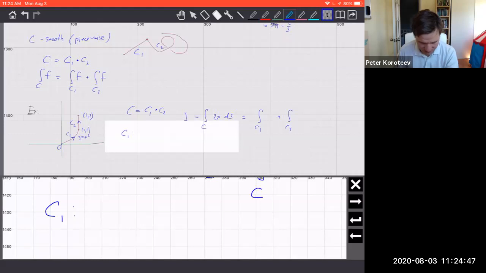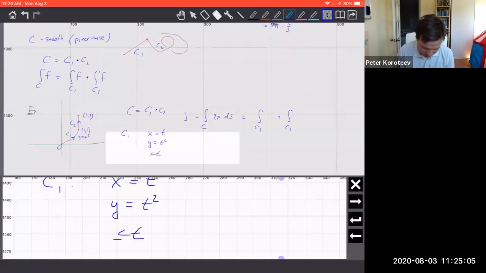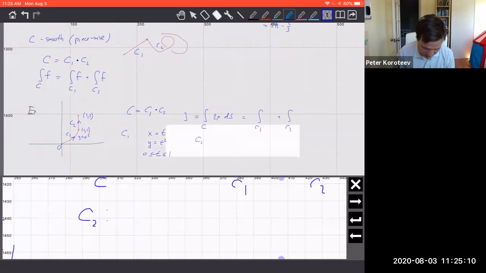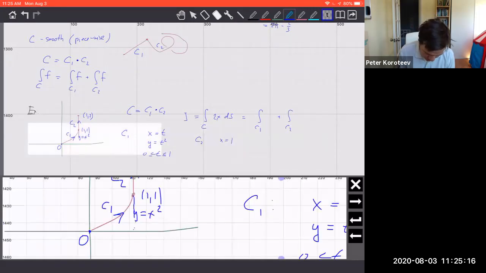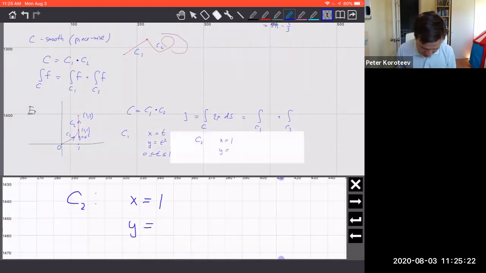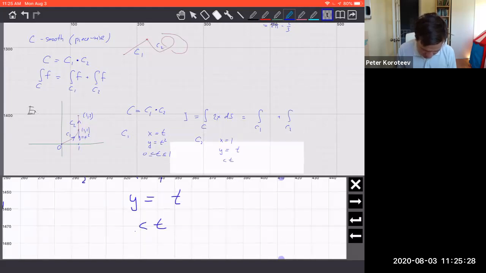How do we deal with C1? We can just have x to be a parameter, right? If you wish, let's do x equals t, just for uniformity, and y is equal to t squared, and that's what the parabola is. And then here t varies between 0 and 1. And curve C2 tells you that x is equal to just 1. It's a constant. Everything happens at a constant value of x. And y is equal to t, and now t varies between 1 and 2.